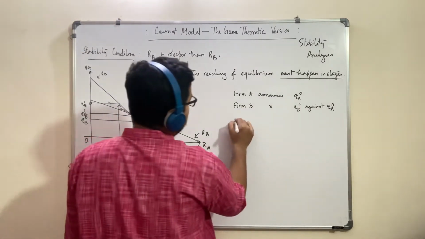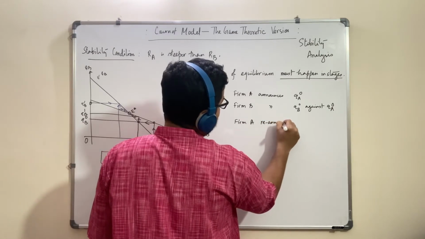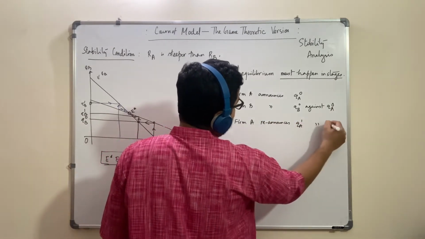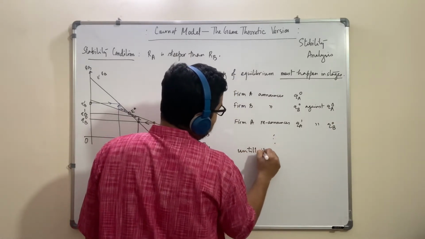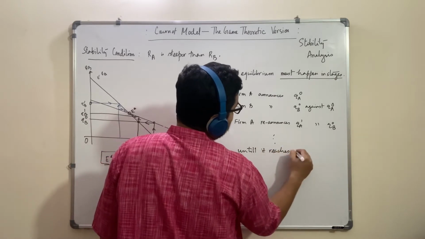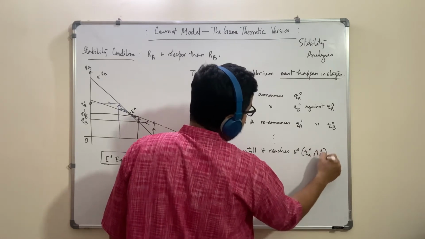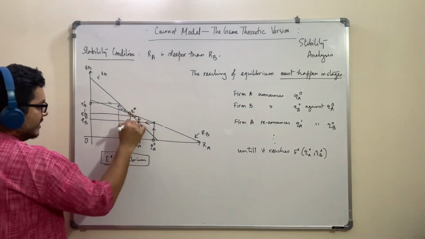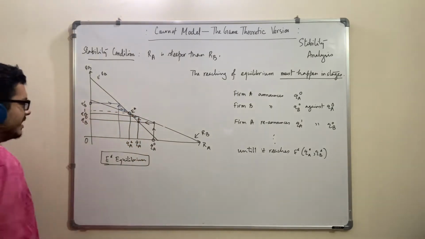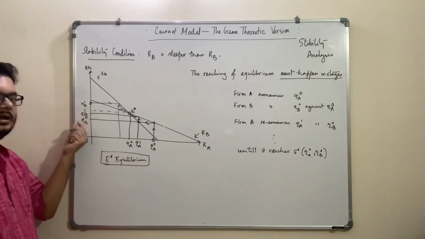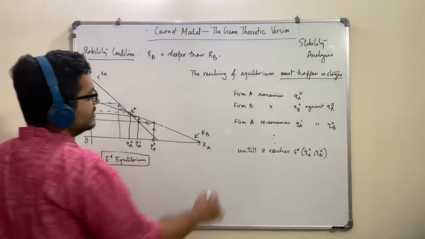And then farm A re-announces QA1 against QB naught, and it goes on like this until it reaches E star, say QA star, comma, QB star. Let's write it like this. So here is our QA star, and here will be QB star. I'm not writing it on the vertical axis because it will make it clumsy. Anyways, this is the process.